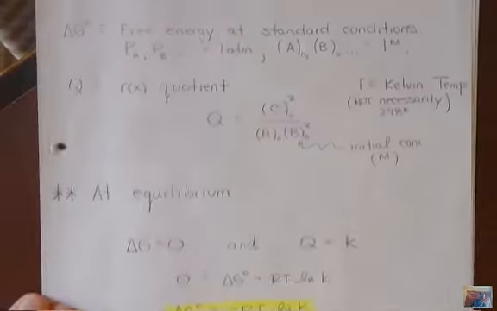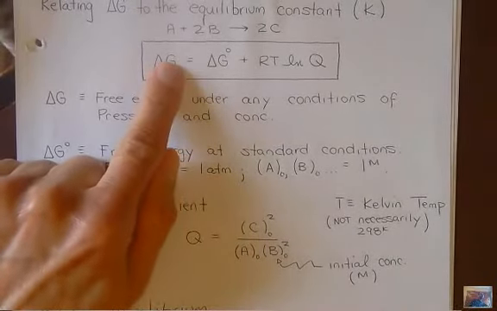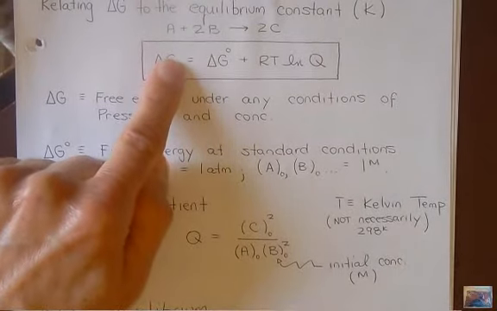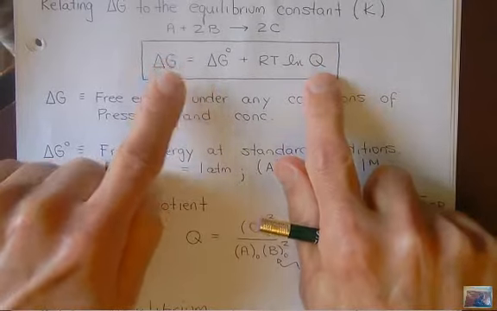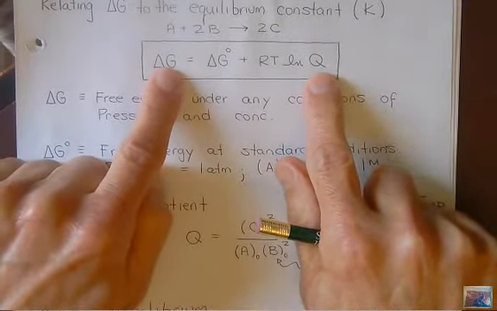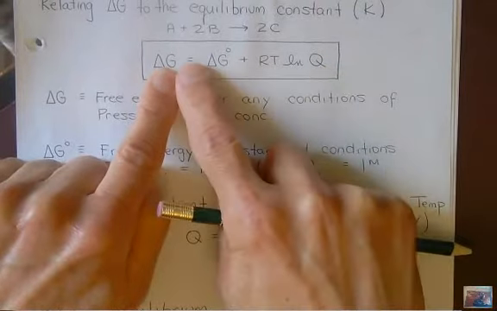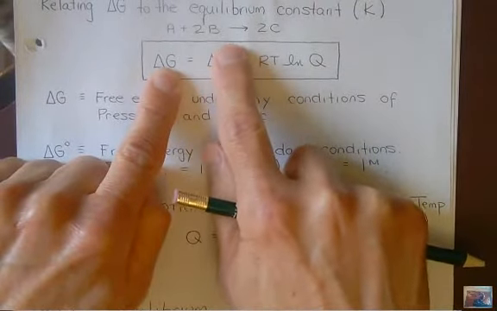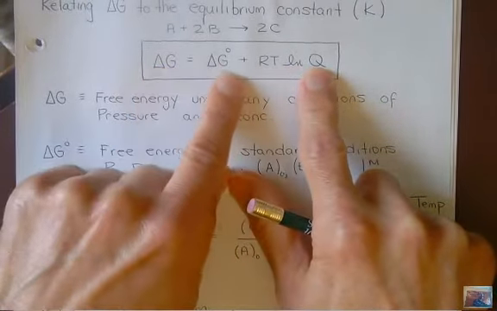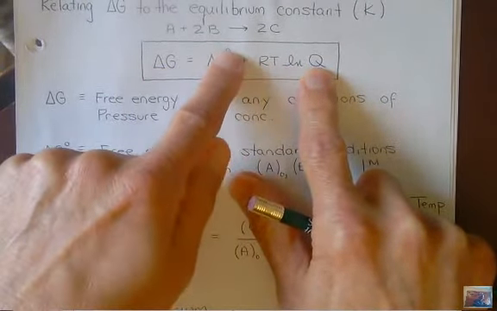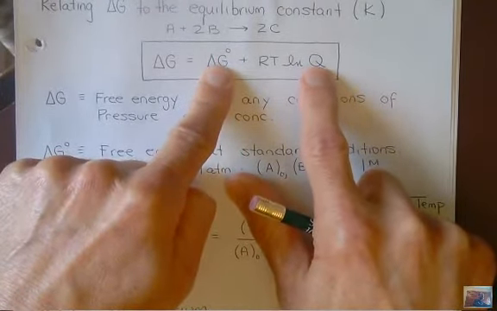Okay, now look what happens. Take our equation from above. Plug in a 0 over here, because I'm at equilibrium. And then my Q, because I'm at equilibrium, becomes K. So switch this for 0 and switch this for K, and we have a really cool little equation that says 0 is equal to delta G0 plus RT ln of K. So what does that do? That would relate delta G0 that you got from the back of the table to K, the equilibrium constant.